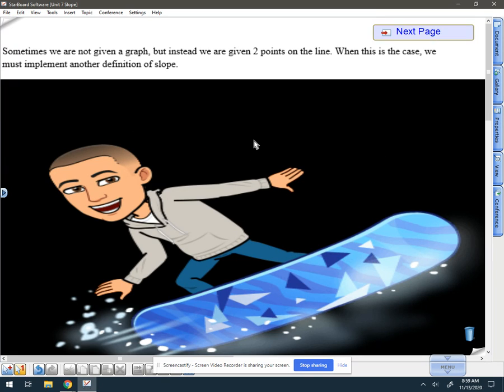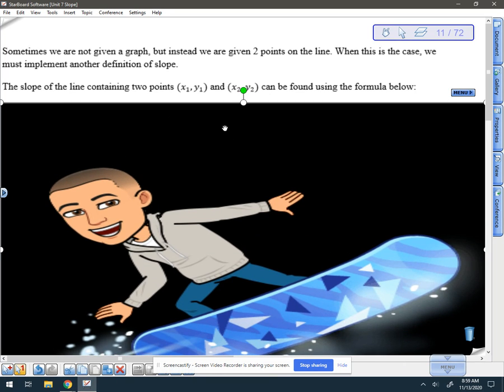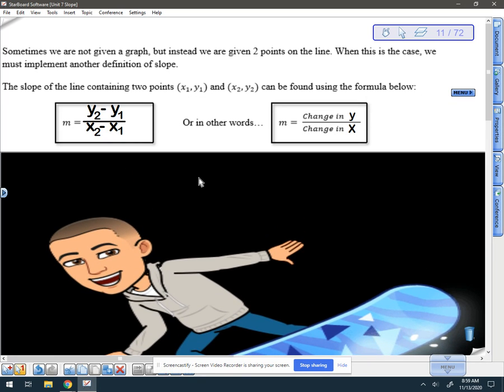Can you find out how much the graph is going to change from one point to the next? So sometimes we're not given a graph, but instead we're given 2 points on the line. When this is the case, we must implement another definition of slope. The slope of a line containing 2 points, x1, y1, the x and y from the first point, x2, y2, which is the x and y from the second point, can be found using the formula below. So you're going to go ahead and pause the video if you need to, write this formula down. It's very important. This is the formula we're going to use to find the slope from 2 points.